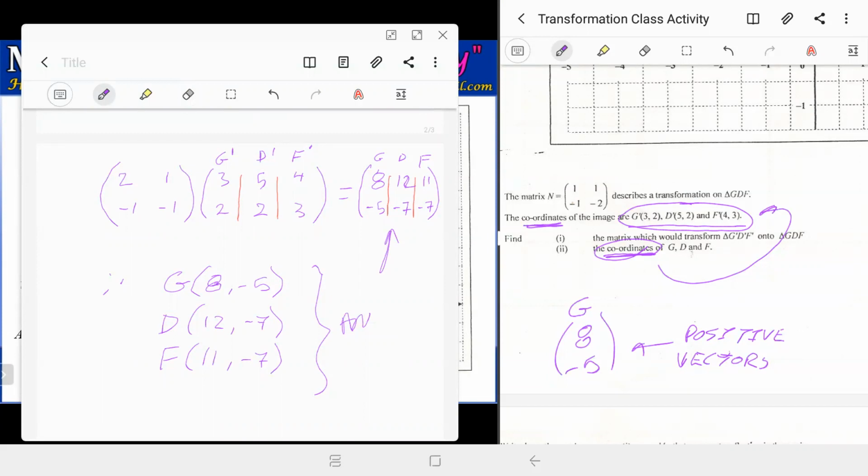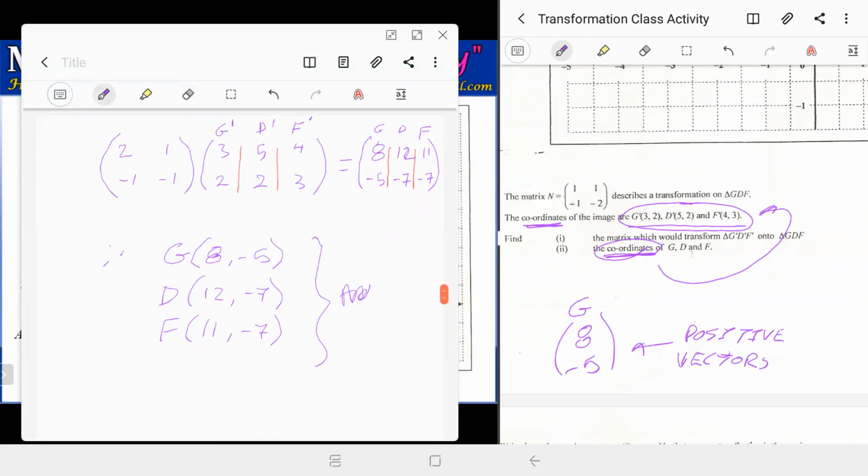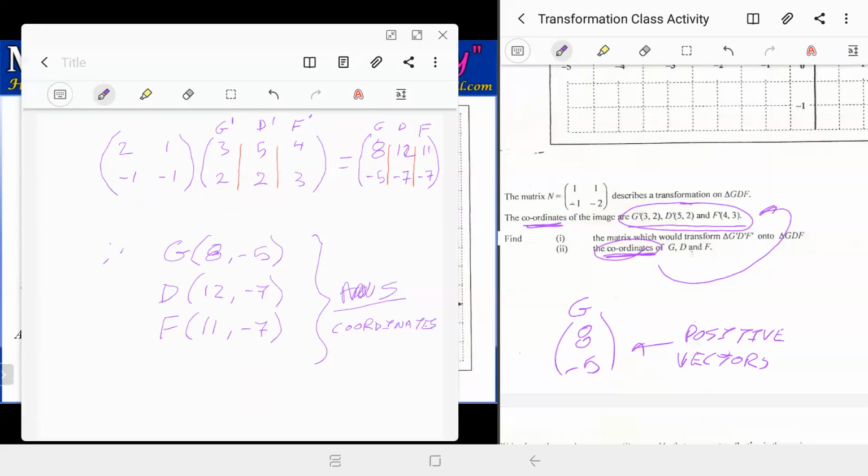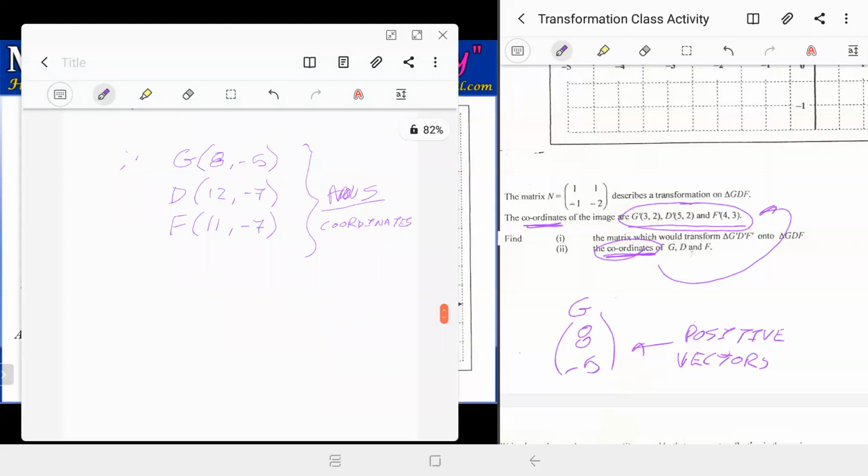If the question asks for the position vector, so if the question says find the position vector, these are the answers. Because they ask us for coordinates, that's why you write coordinates. That's the difference.